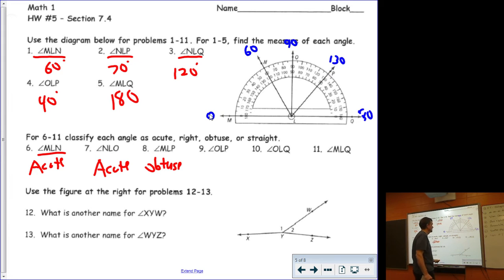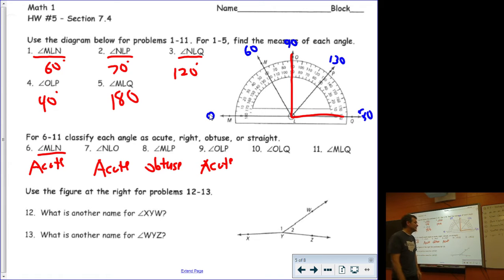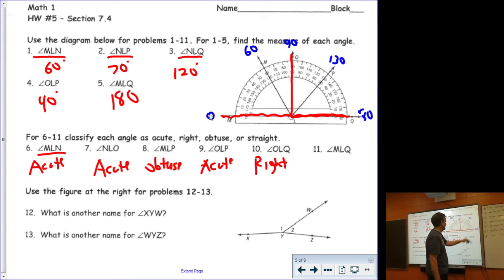OLP goes from 90 to 130, so that is acute. OLQ, let's see, OLQ goes from 90 to 180, so that's exactly 90, making that one a right angle. And MLQ is the straight angle at the bottom, so that one is a straight angle.